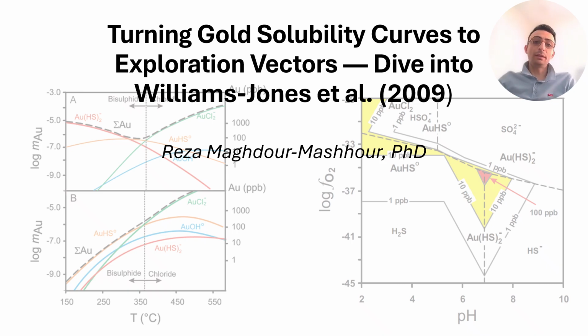Hi everyone, welcome to another video on gold, and this time I will translate science into exploration vectoring. The diagrams I will show are from Williams-Jones et al. 2009, and instead of treating them as pure geochemistry, I will walk through how they can sharpen our exploration strategy in the field. The goal is simple: turn solubility curves and speciation maps into practical vectors you can use when mapping, sampling, or planning your drill holes.